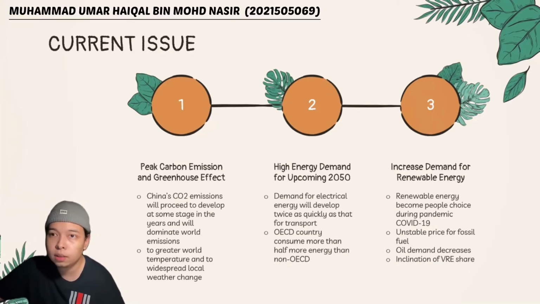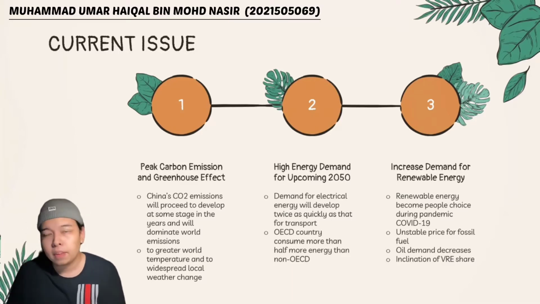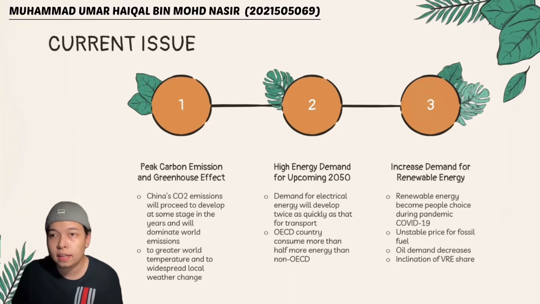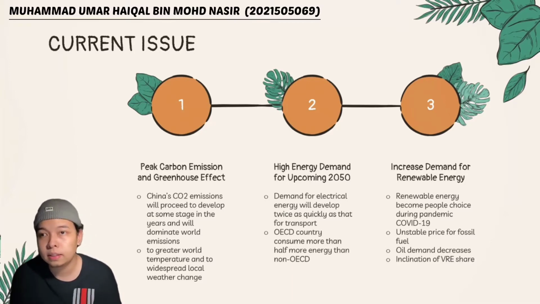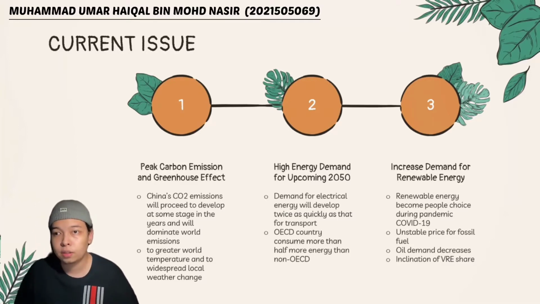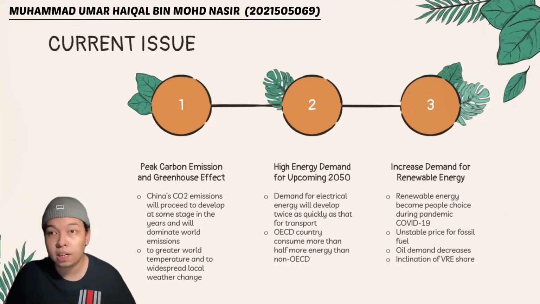Last but not least, we have increased demand for renewable energy. As we know, the price of oil per barrel has been fluctuating and very unstable this year. Since then, citizens have chosen renewable energy, which has a more stable price over the years, and this is because of the COVID-19 pandemic itself. OPEC has been raising and dropping the price every time. So this is the right time for renewable energy to be used because of its stable price.